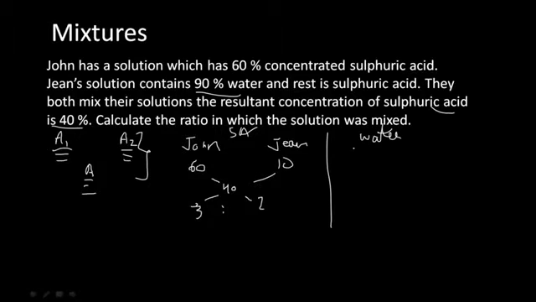How? Assume that for John, if the solution has 60% acid, we say 40% water. Though this is not implied in the question, but yeah. Jean has 90% water, and overall if it's 40% acid, that means it's 60% water. Still again I'll get 30:20, and still again I'll get 3:2. So it doesn't matter at all if you take acid or if you take water. There's no magic in that. What you gotta do is just take the same thing overall. So that will give you the answer.